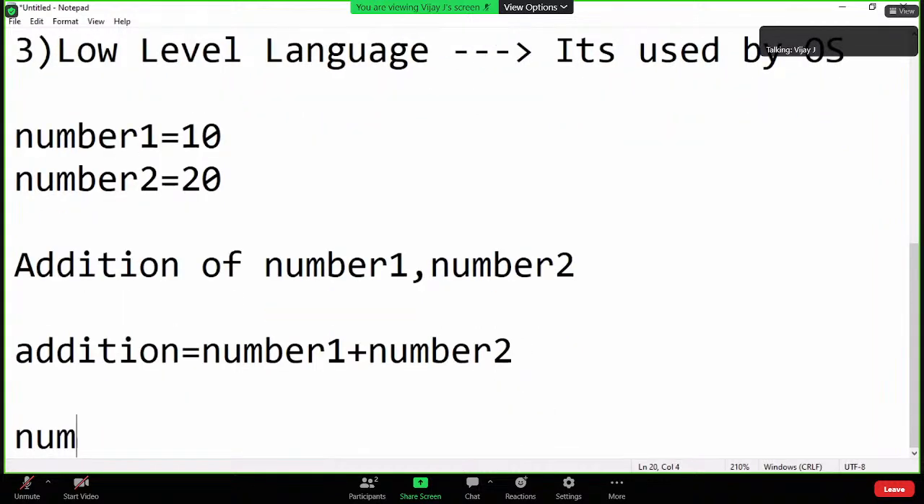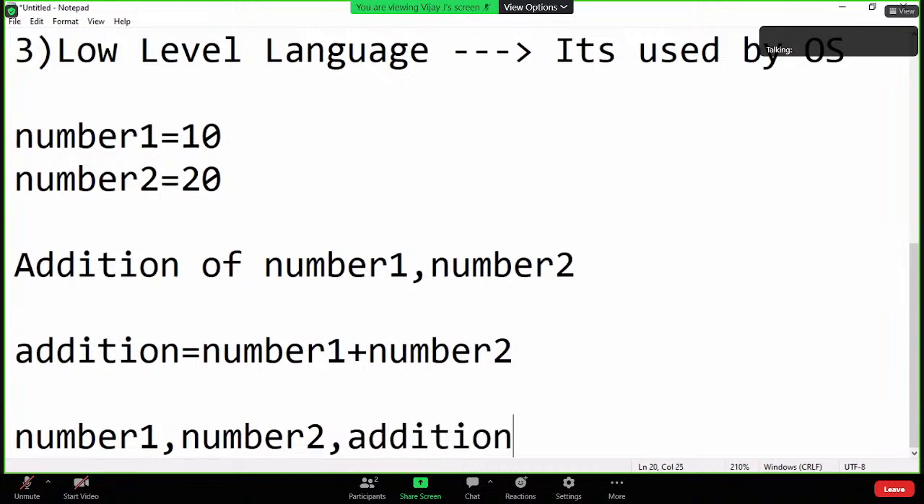Variables. For example, I am talking about number one. Similarly, I am talking about number two. And similarly, I am talking about addition. In a program, these are called variables. Okay. So what is a variable?